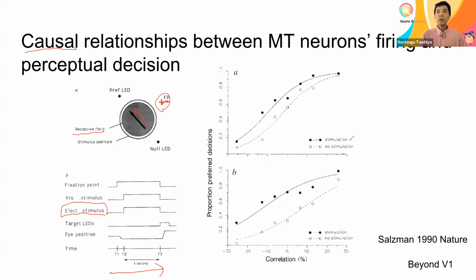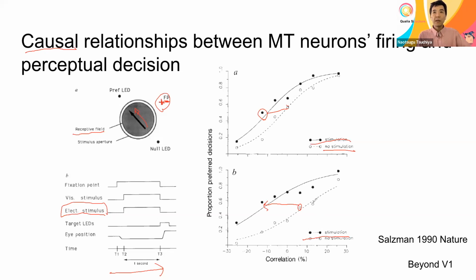So it turns out that it does. With the stimulation here, the monkey required less visual motion strength to say the same thing. Okay, that's what this horizontal shift means.